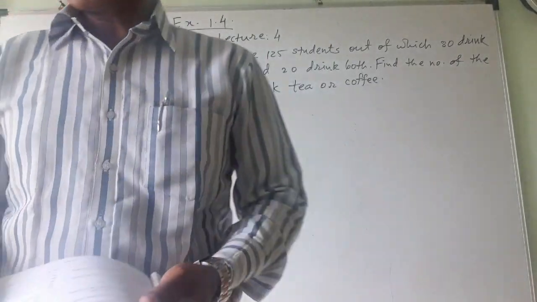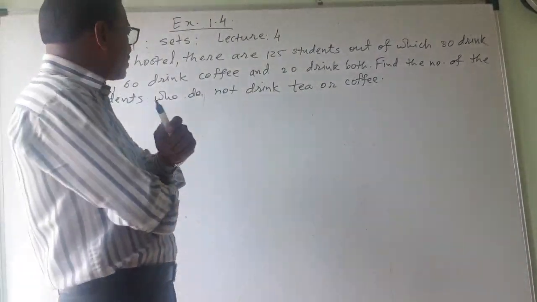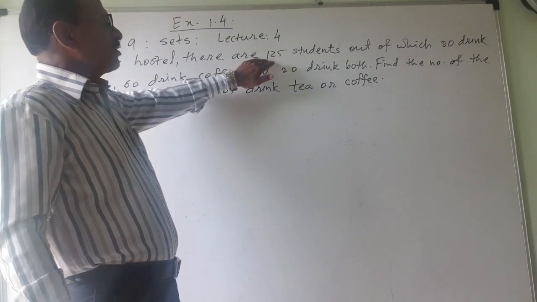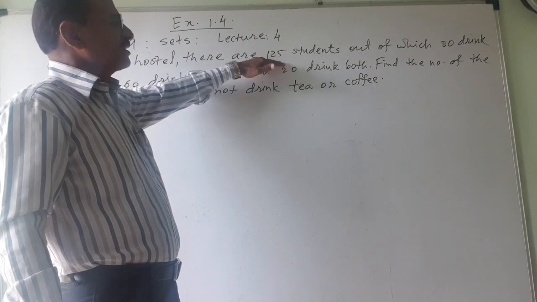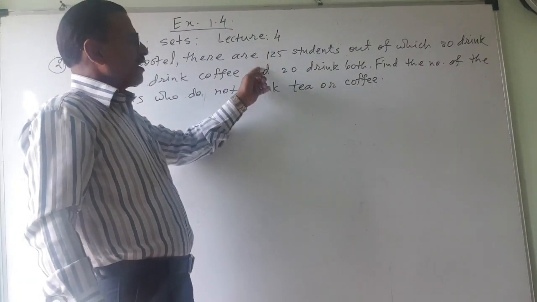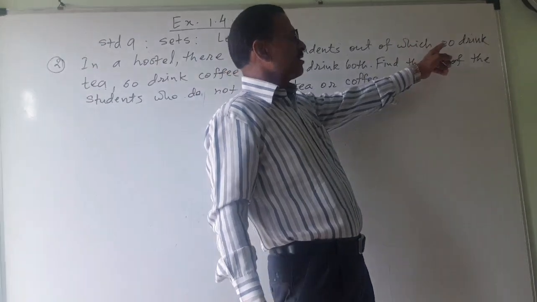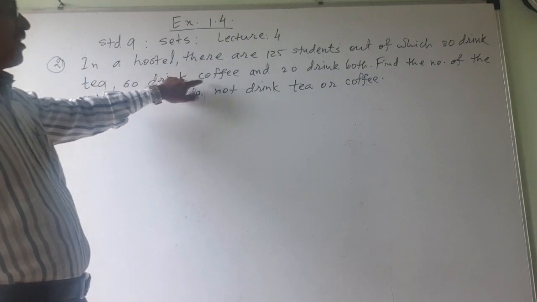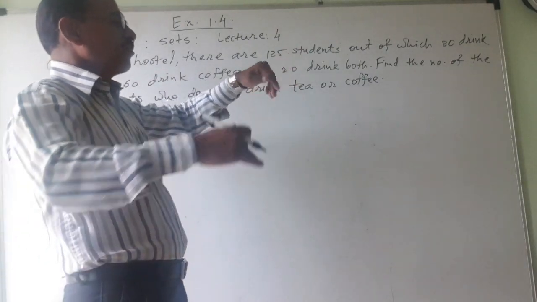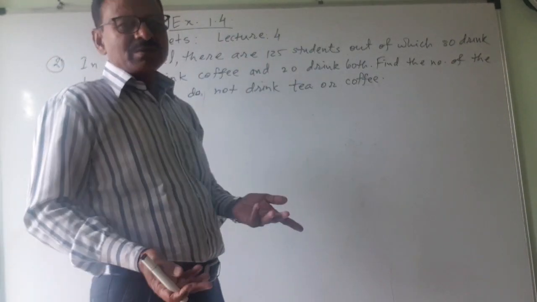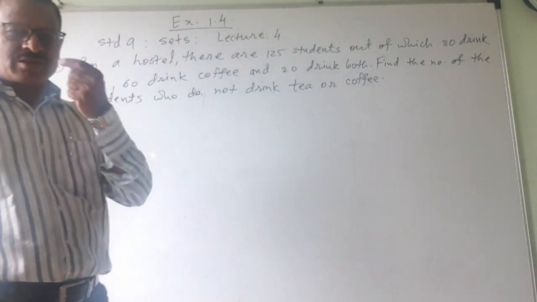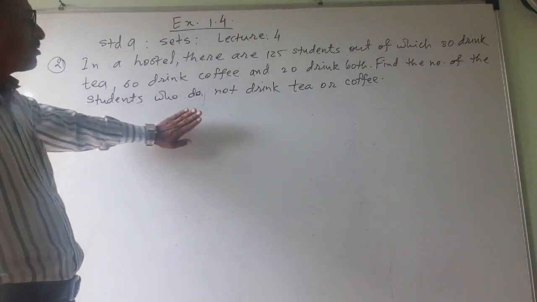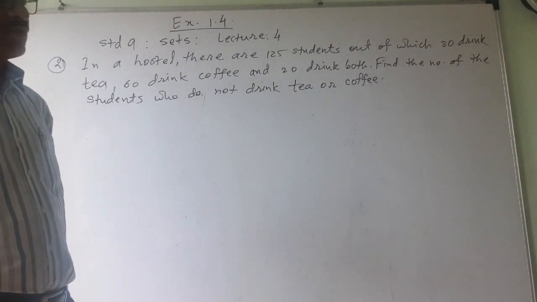So what we have to do here is we have to find the number of the students who do not take anything. So this is the universal set. 125 students are there. In those 125, some are drinking tea, some are drinking coffee, and some are drinking both. But there may be some students who are not taking either coffee or tea. So that number of the students we have to find out.